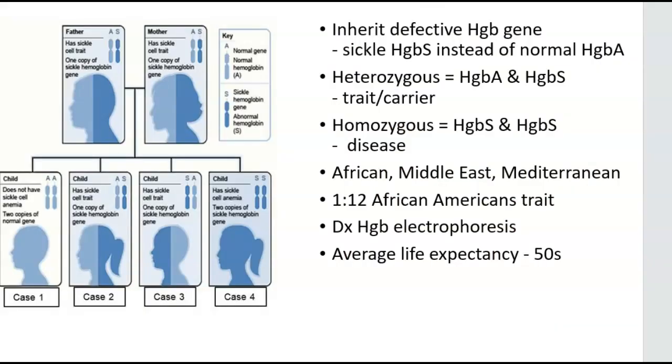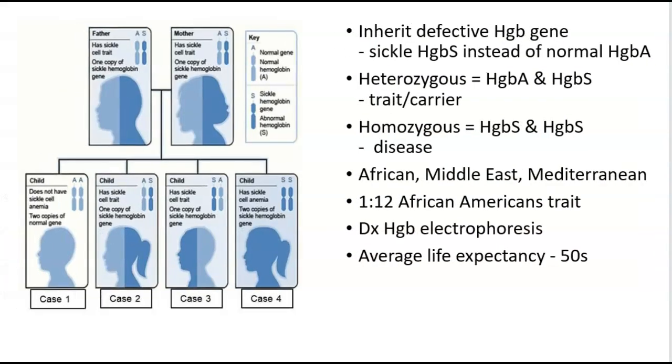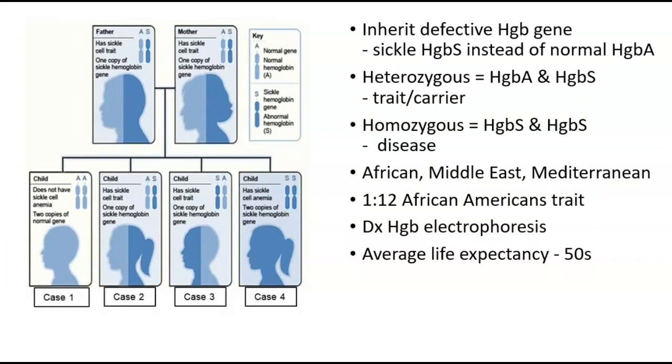So here's how it's passed down. Basically, if parents are both carriers, they have a 1 in 4 chance that their child has it. Half of the time, the child will be a carrier, and 25% of the time, the child would be unaffected, not a carrier.